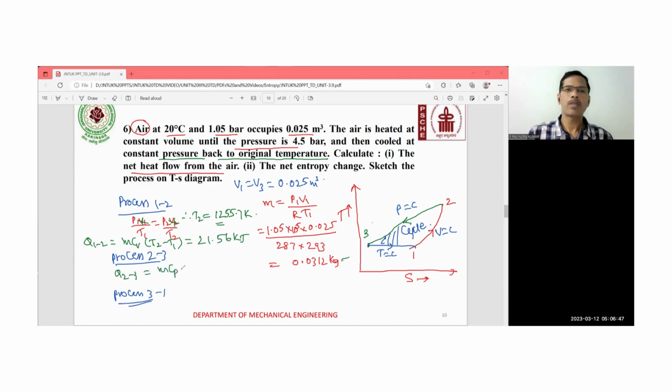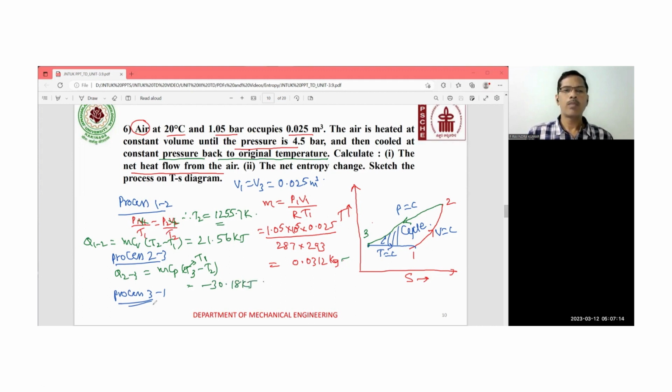And in the second process, that is Q2 to 3, it is the constant pressure process. So directly you can apply m Cp (final minus initial), that is T3 minus T2, right? And this T3 is nothing but equal to T1. So you can get here minus 30.18 kilojoules.